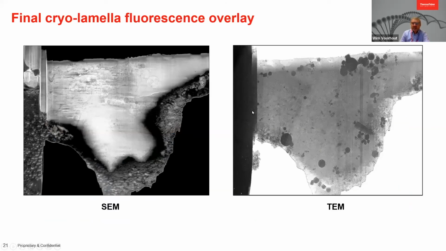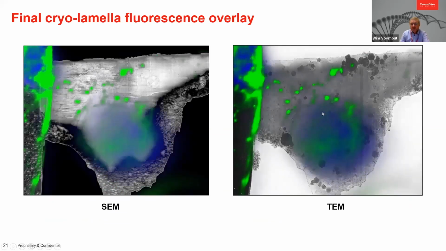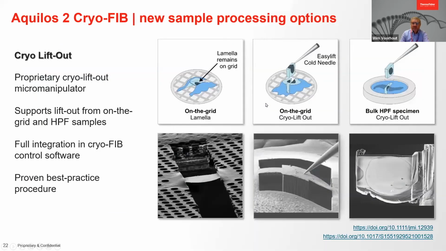And this is then how these lamellae finally look in the SEM image. And here you see a corresponding TEM image. And again, you can overlay those images with the fluorescent images. And now you can identify the areas where you want to take your tomograms.